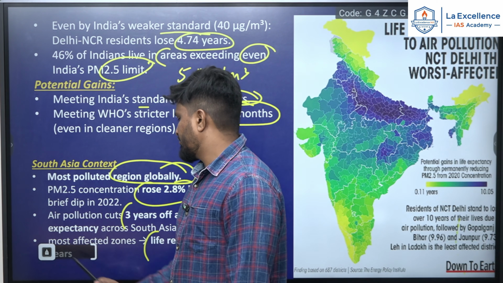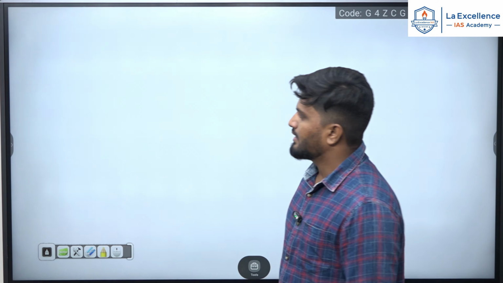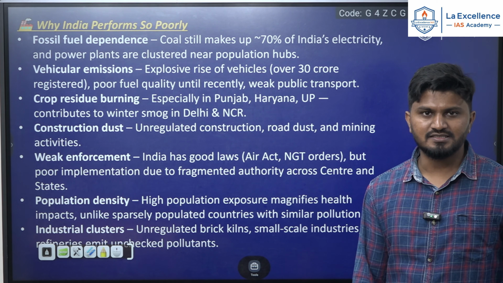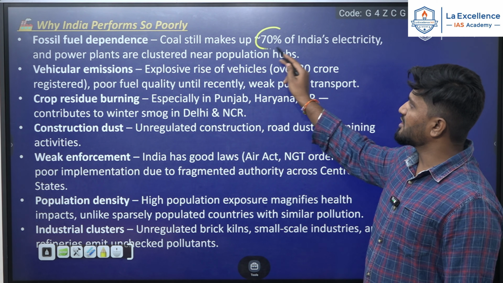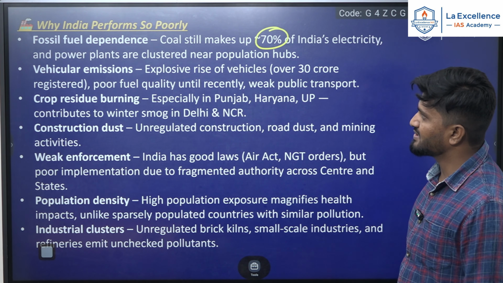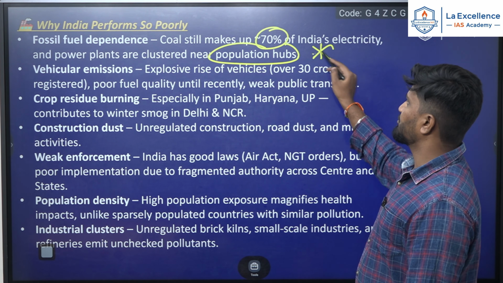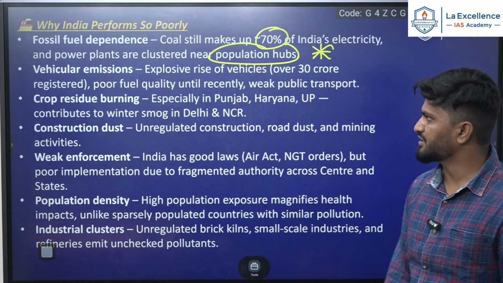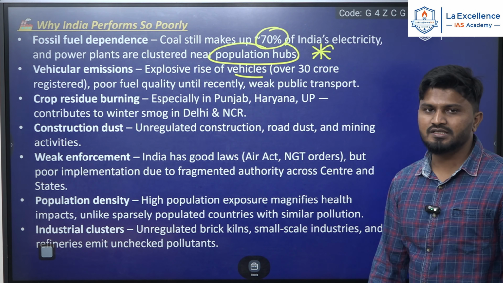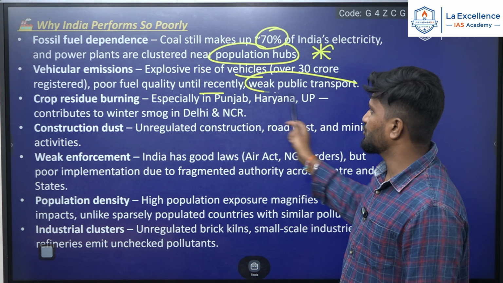Next, we'll discuss why India performs so poorly in these kinds of indexes. First is fossil fuel dependency. Coal still makes up 70% of India's electricity, and power plants are clustered near population hubs, which aggravates air pollution. Then vehicular emissions. There has been an explosive rise of vehicles, over 30 crore registered, with poor fuel quality until recently and weak public transport.